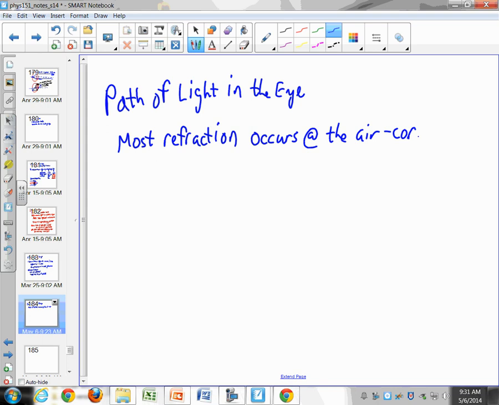And I don't know if you noticed in the video, but they showed this in the diagram when they showed the light going through the cornea and into the lens. And the reason that most of the refraction occurs here is because the difference in the indices of refraction is so much greater.